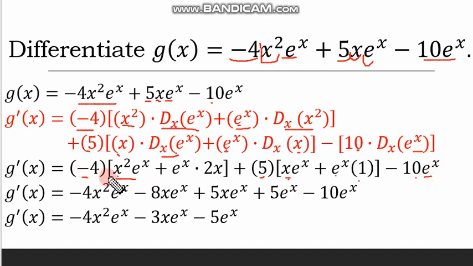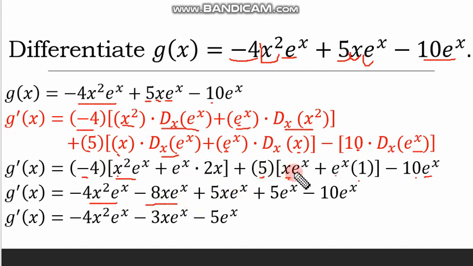So negative 4 times x squared e raised to x is negative 4x squared e raised to x. Then negative 4 times 2x, that's negative 8x times e raised to x. So negative 8x e raised to x.